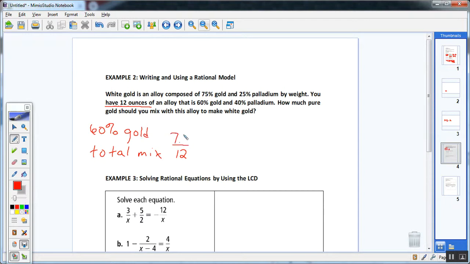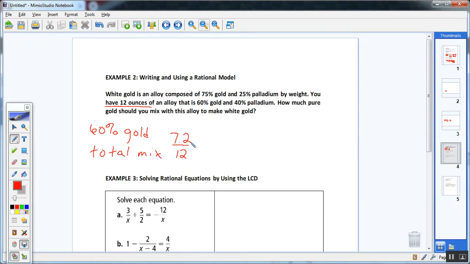Now listen carefully, kids. We have gold and we have palladium mixed in here, forming 12 ounces. When I have 7.2 ounces of gold, that's 60% of the total mix. Now, I want to add some more gold to this so that the ratio is not 60 to 40, but rather 75 to what? 25. Okay, now here's the deal. What are we adding? We've got to add gold. We've got to make 60 go up.